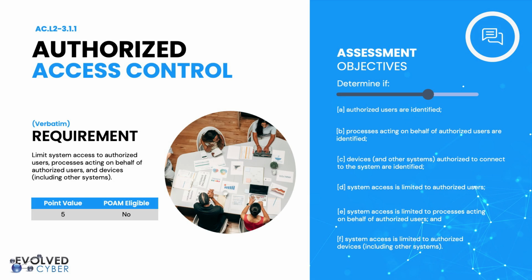Let's look at AC.L2-3.1.1. The requirement is to limit system access to authorized users, processes acting on behalf of authorized users, and devices, including other systems. The assessment objectives go further. You must show that authorized users are identified, processes are identified, devices are identified, and that access is actually limited to each of those. This is where many organizations realize the control is broader than they expected.